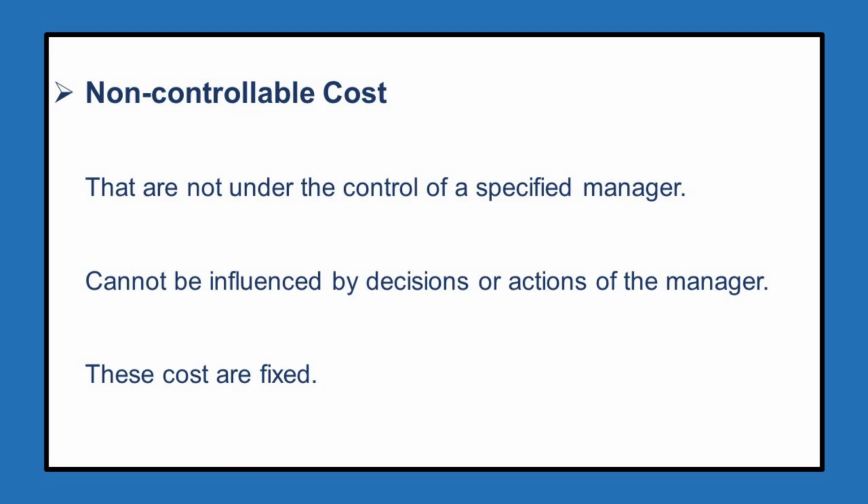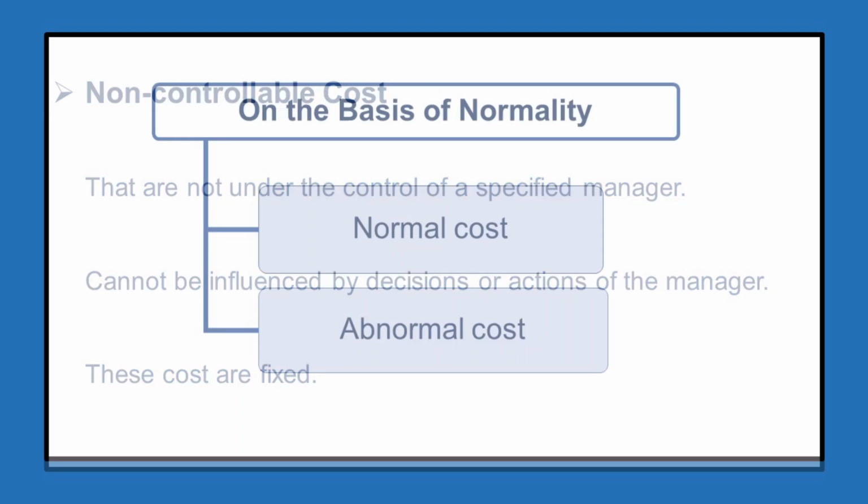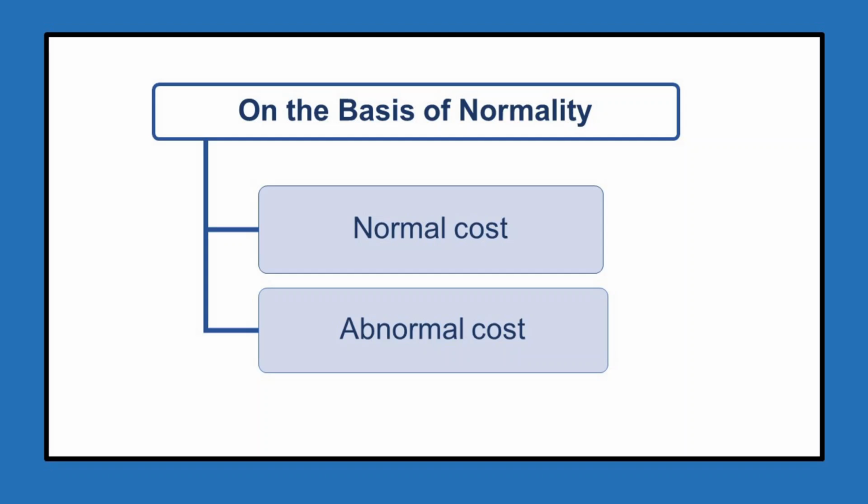Non-controllable costs are set expenses for a long duration of time and hence fixed in nature. Some examples of non-controllable expenses are rent, insurance, salaries, license fees, and so on. While some of these can be changed in the long run, the cost will not change in the short run. On the basis of normality, costs are classified as normal cost and abnormal cost.